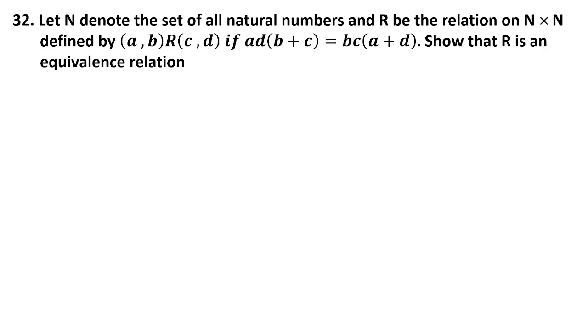ad(b + c) = bc(a + d). Whenever you are seeing it, you have to check how this multiplication is done. a into d, the first place into the fourth place. b plus c, the second and the third, is equal to b into c, the second and the third, into the first and the fourth. You have to remember how it is being made, then it is very easy.